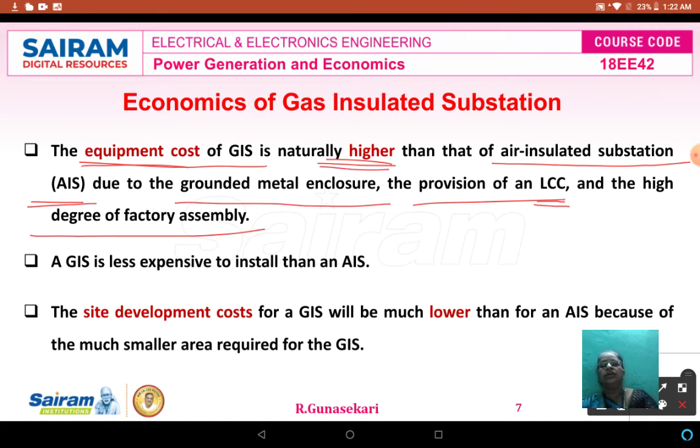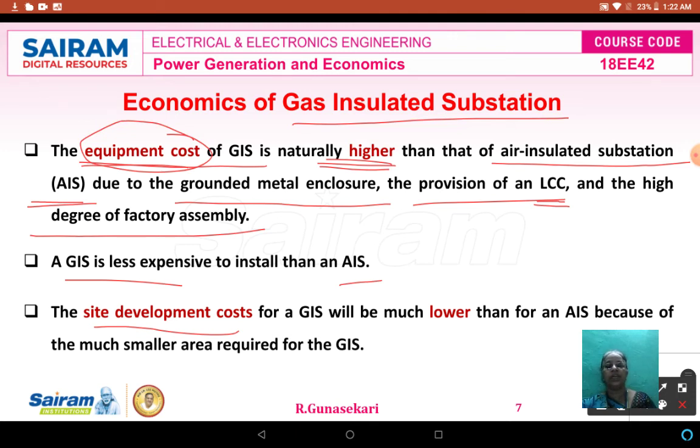Another thing, the installation of the gas insulated substation is less expensive compared to the air insulated substation. This is another advantage of the gas insulated substation. And then the site development cost. In economics, we only consider the cost, we never consider the other factors. You see, the gas insulated substation equipment cost is high, but the installation cost is less, and the site development cost is lower. This is the economics of the gas insulated substation.